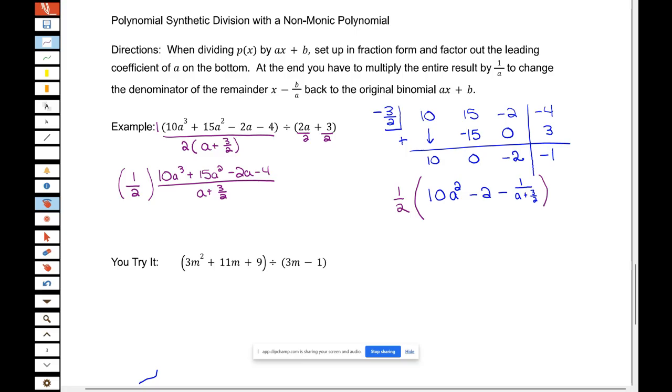So when I do that, a half times 10 is 5. A half times negative 2 is negative 1. And when I take my 1/2, or my 2, and run it through the denominator here, I get 2a plus 3, which is the answer you would get if you did long division. So this is the final answer.